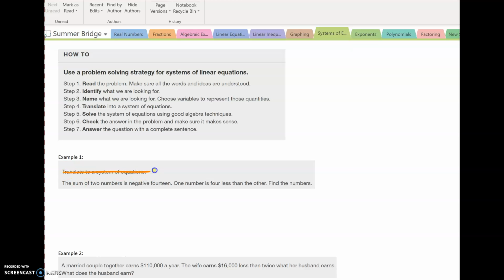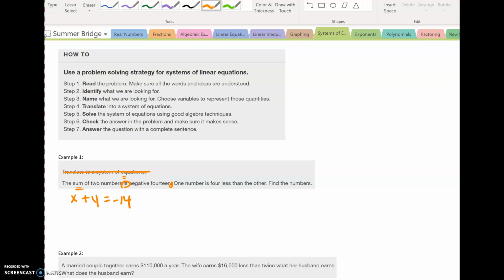So we're not going to just translate, we're actually going to go ahead and solve the system. So we have the sum of two numbers is, meaning equals, negative 14. So I am adding two numbers. My first number is x, my second number is y, and I know that if I add them, that's what sum means. That's going to equal negative 14. So that's the first equation.